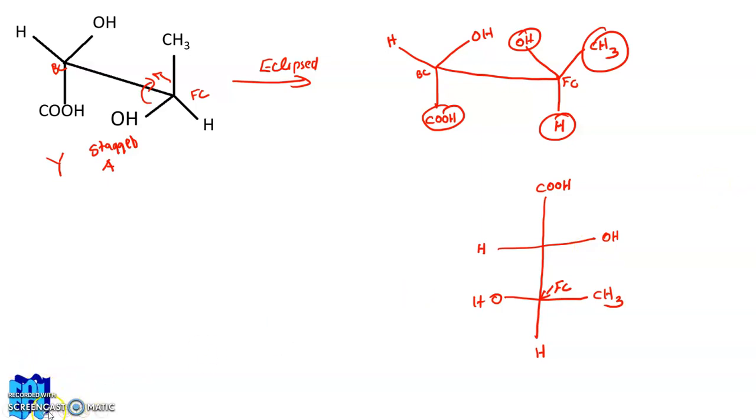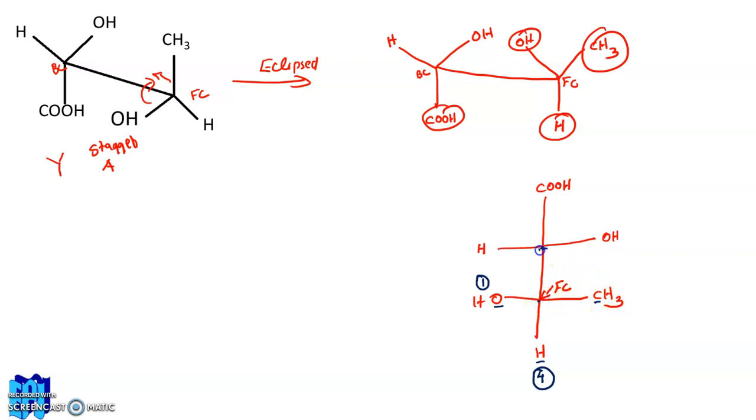What about the next point? We have to give the priorities and find the configuration. Here, this is O, here it is attached to C, here it is attached to C, here it is attached to H. So first priority is given for 1, that is for OH. Second, we know that if H is there, then it should be 4th. Then the only confusion is which is 2, which is 3.